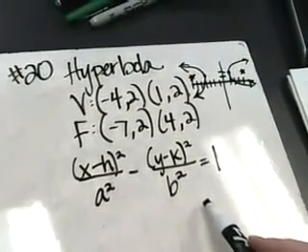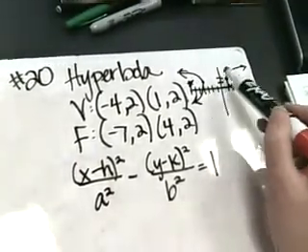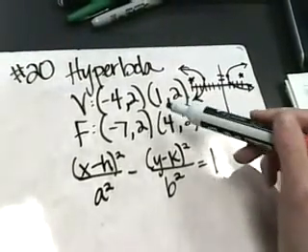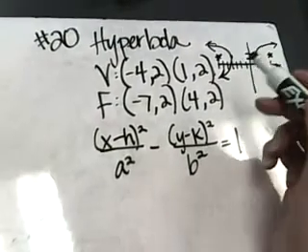Then step 2 says find the center using the midpoint. Again, center should be halfway between your foci. It should be halfway between your vertices. So you can use either set of points to find those. Since they gave me the vertices first, I'm going to use that first.